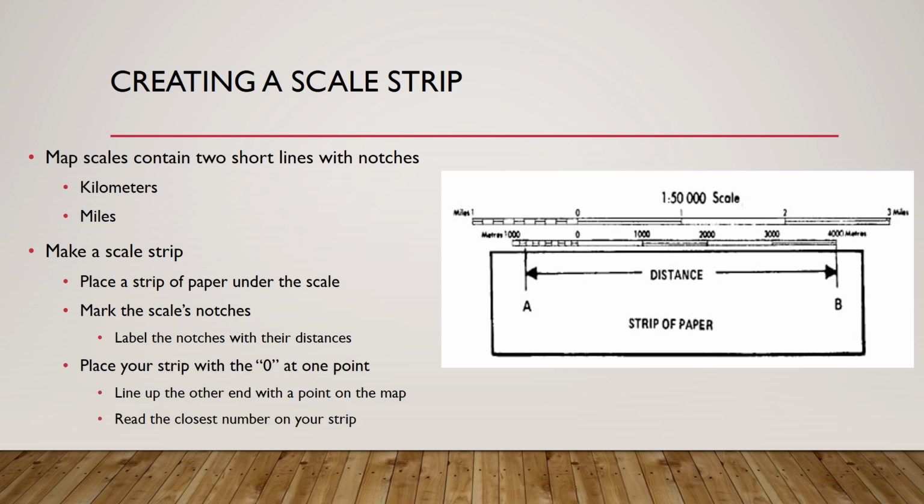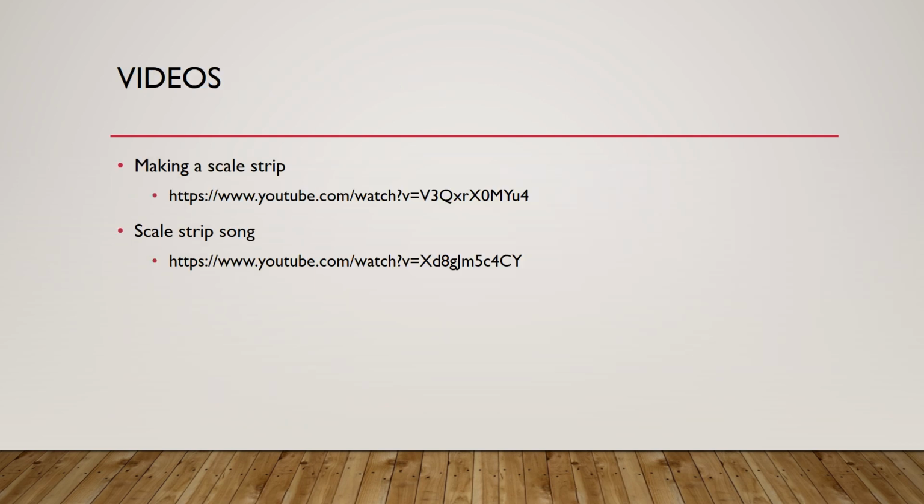So as I said, you place that strip with the 0 at one point, and then you line up the other end with a point on the map, and then you read the closest number on your strip. Again, this will be viewed in the video that you'll watch after the PowerPoint, but you're just placing the 0 of your scale strip on one point of the map and then lining that up with another point on the map to estimate the distance.